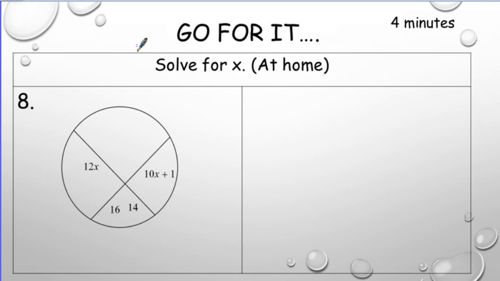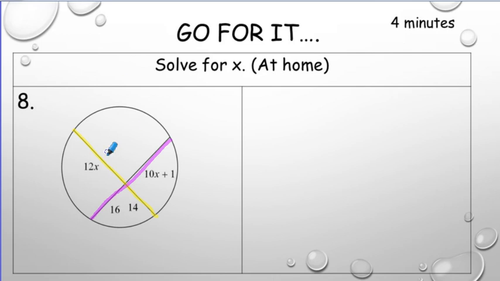So here's another one. It says solve for x. So we need to investigate what are we given. Well, I'm given a line that touches the circumference twice. So it touches here and here. So that is the definition of a chord. So same thing here. I touch the line, the circumference twice, one here and one here. So that's the definition of a chord.